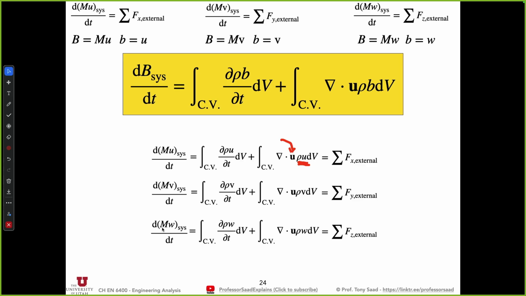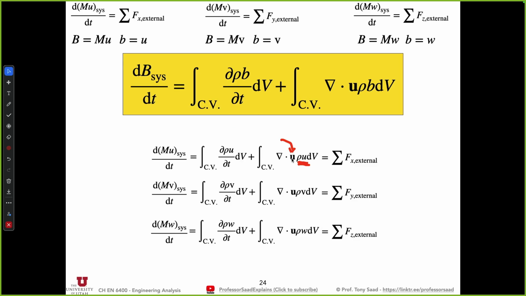And then finally, for the z component of momentum, m w, the intensive property is w, and rho w gives you momentum per unit volume. w is momentum per unit mass, rho w is momentum per unit volume, and that gives you the integral of d rho w dt. And you see the symmetry here, right? What's nice about these equations is that they repeat. If you keep things clean like this, div u rho u, div u rho v, div u rho w, that's why it's important not to be sloppy with your nomenclature.